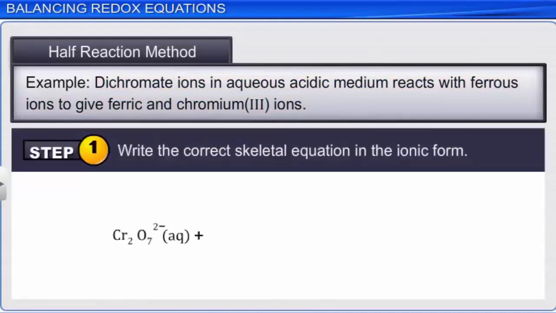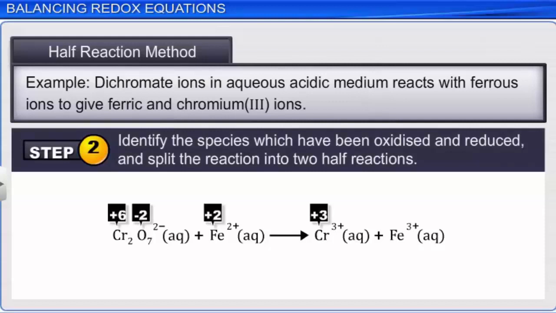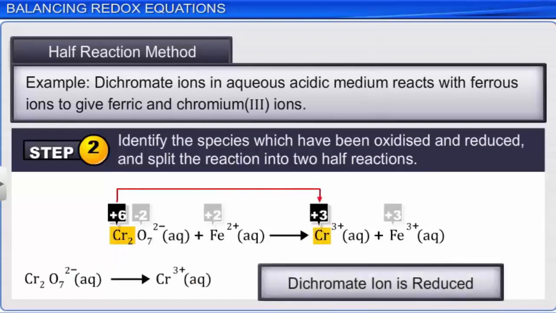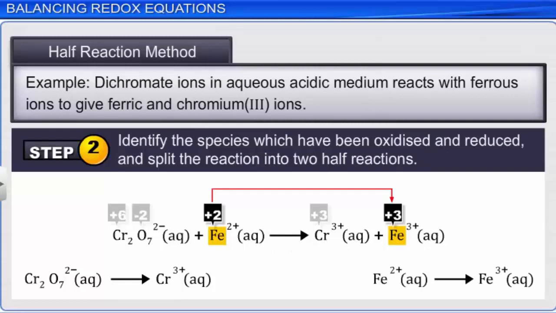First, write the skeletal equation for the reaction in the ionic form. Then identify the species which have been oxidized and reduced, and split the reaction into 2 half reactions. This is step 2. In this case, the oxidation number of chromium decreases from +6 to +3. Thus, dichromate ion is reduced. Simultaneously, the oxidation number of iron increases from +2 to +3. Thus, iron is oxidized.